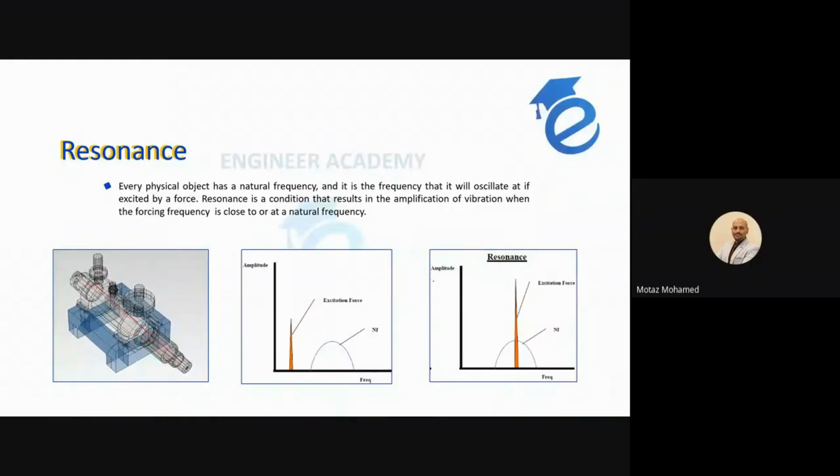As you can see in this animation, in case of resonance, the vibration is increased dramatically, and the control is only with damping. So it's very hard to control the vibration in this case, and the vibration amplitude will increase dramatically. That's why we need to avoid this phenomenon.